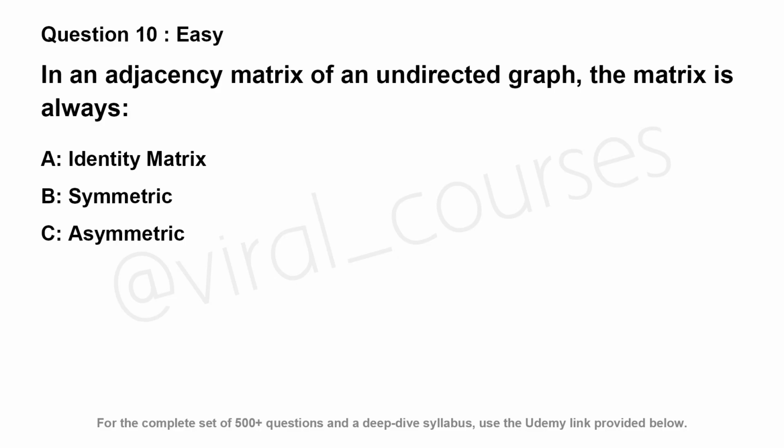In an adjacency matrix of an undirected graph, the matrix is always Option A, identity matrix. Option B, symmetric. Option C, asymmetric. Option D, upper triangular.